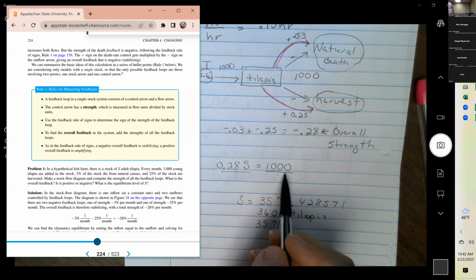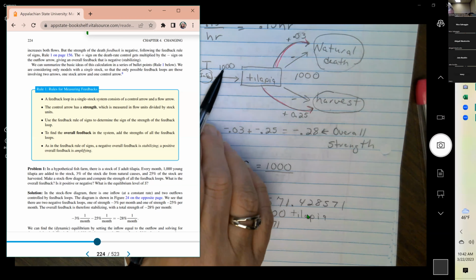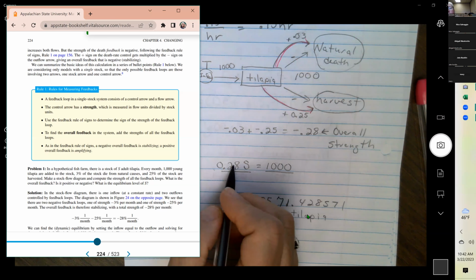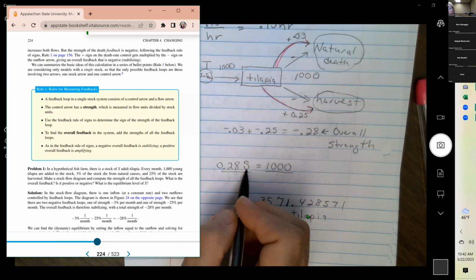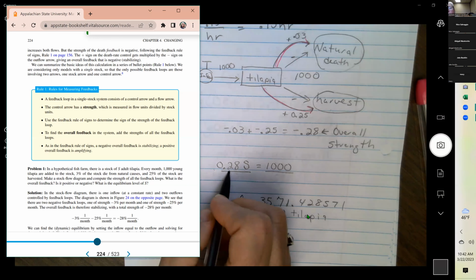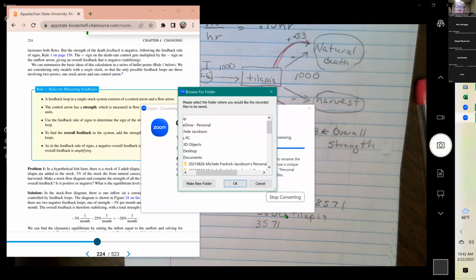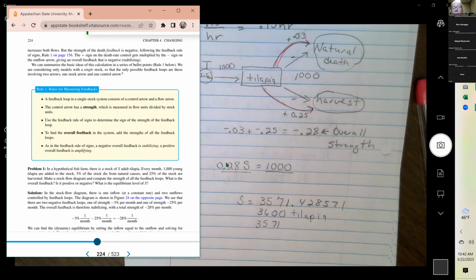We also knew that they keep putting 1,000 fish in. So to be in an equilibrium, then these two need to be the same. Whatever the stock is, 28% of that needs to be 1,000. Does that help? That's why you're setting them equal.